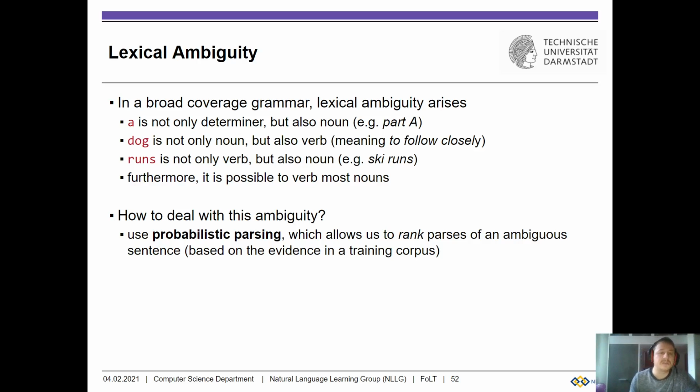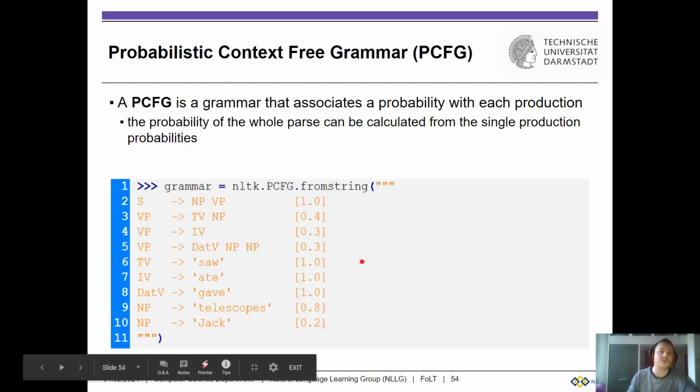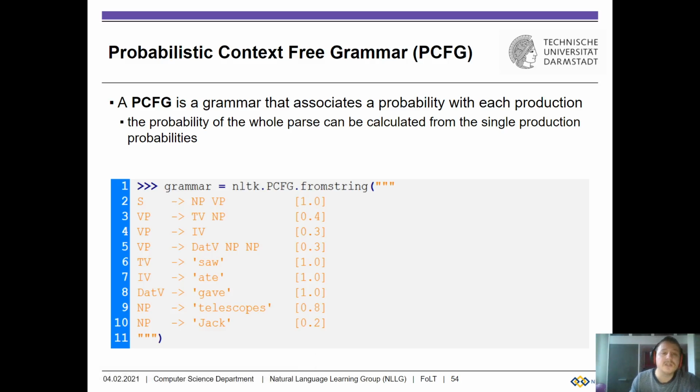So how can we deal with this ambiguity? One solution that people have come up with at the end of the 1990s and the early 2000s is to use probabilistic parsing, which allows us to rank parses of an ambiguous sentence. Assume you have a sentence and 1,000 possible parses. You would like to attach a number to each parse, like 0.2, which gives the likelihood that this parse is the correct one with respect to the evidence given in the training corpus. So in a probabilistic context-free grammar, we're actually doing this. To each production rule, we're associating a probability.